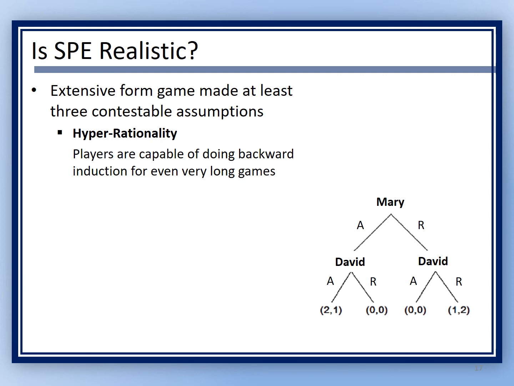In the theoretical context, that means that players are capable of doing backward induction for very long games. Now we have very simple games, where Mary chooses, then David chooses. But think about a chess game. Chess games have many rounds. I move, you move, I move, you move. Game theory assumes that people can do backward induction till the very end. So when I decide which piece to move, I can predict correctly your strategy.